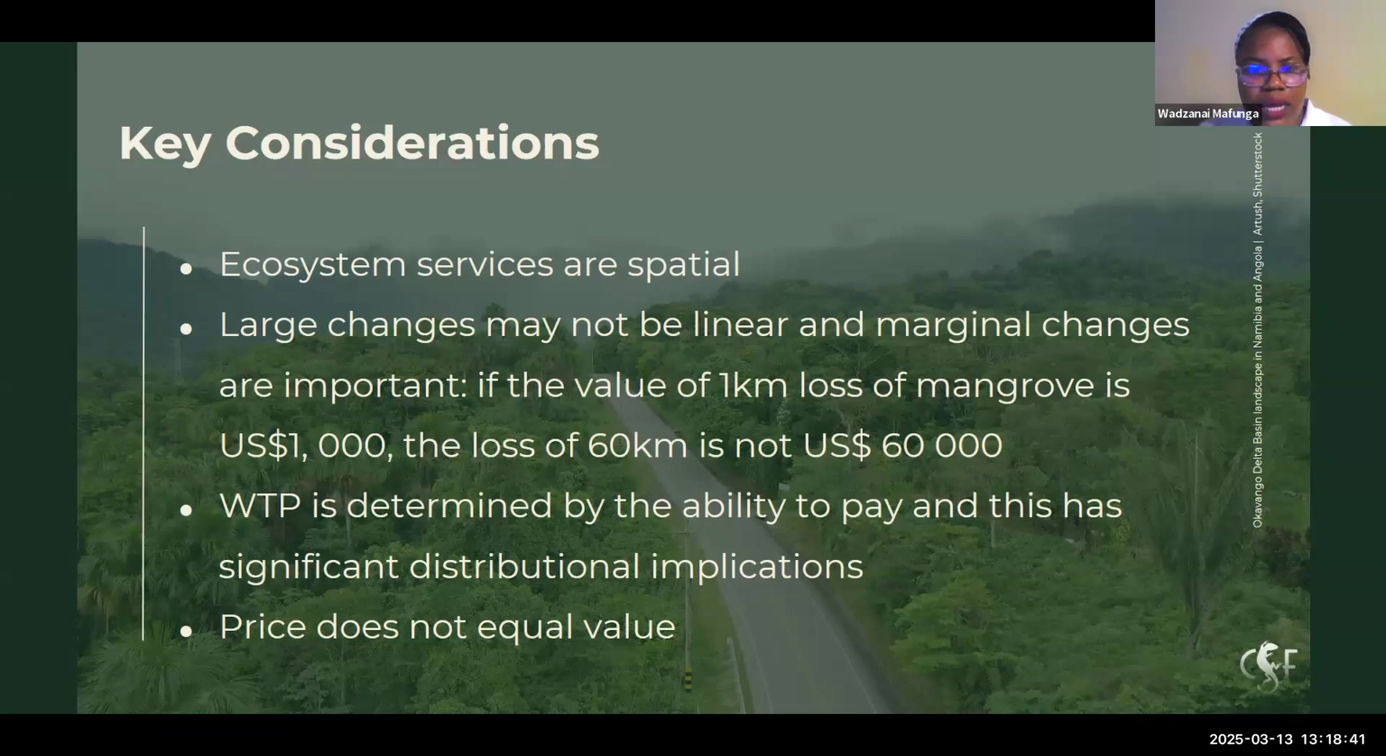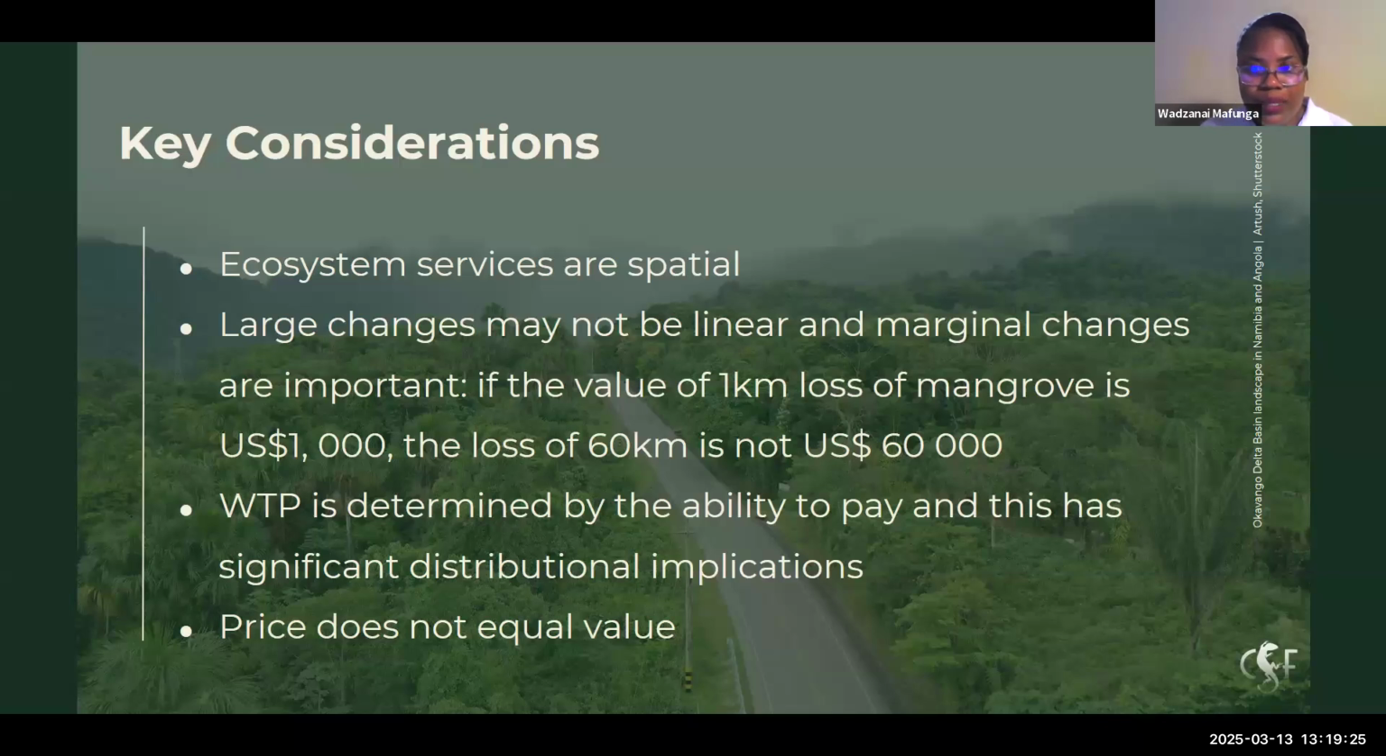So the key consideration when we are doing an economic valuation is that ecosystem services are spatial. What we mean is that their availability, distribution, and benefits vary across different locations, and we need to take cognizance of that when we're carrying out valuation. We also need to understand that large changes may not be linear, and marginal changes are important. So if the value of one kilometer loss of mangrove is $1,000, it doesn't mean that if we lose 60 kilometers of mangroves, it's going to be $60,000.